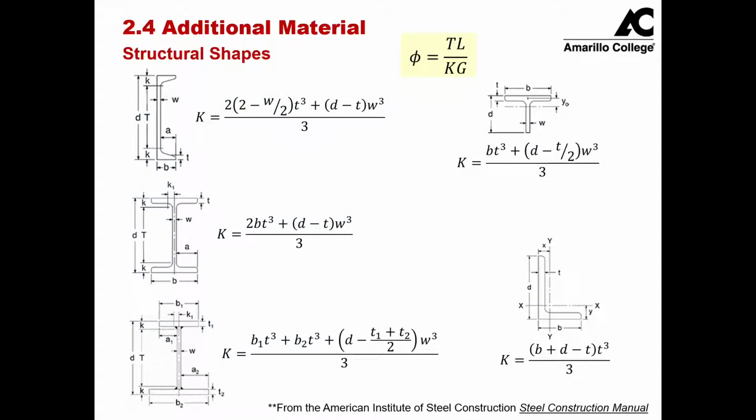Finally, I also wanted to include the torsional constant for common structural shapes that are used in steel construction. So here I have, from the American Institute of Steel Construction's Steel Construction Manual, the K values for C-channel that we show right here, for I-beams that we have right here, for unequal I-beams where you may have different flange widths on the top and the bottom, and the K values for angle iron, and also for T-channels as well. So for some commonly used structural shapes in steel construction, I also wanted you to have the torsion constants for those.